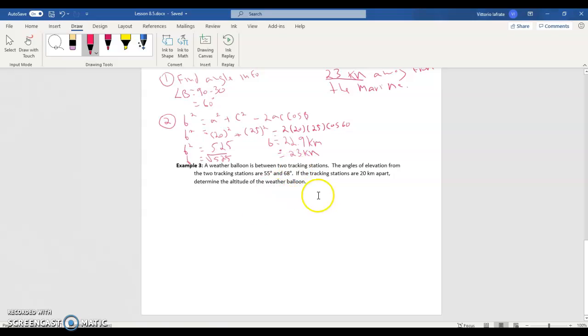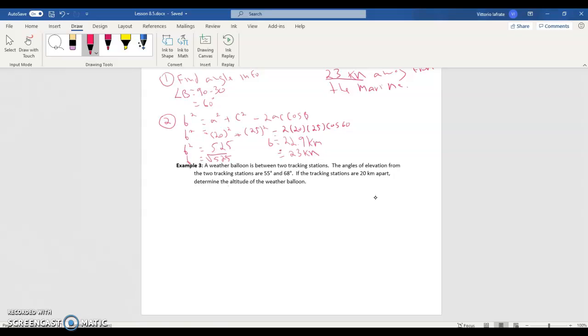So we're going to start off example number 3. We might not have time to finish it in this video, but at least we'll start it off, and that way we'll finish it in the next video. So a weather balloon is between 2 tracking stations. The angles of elevation of the 2 tracking stations are 55 and 68. If the tracking stations are 20 kilometers apart, determine the altitude of the weather balloon.